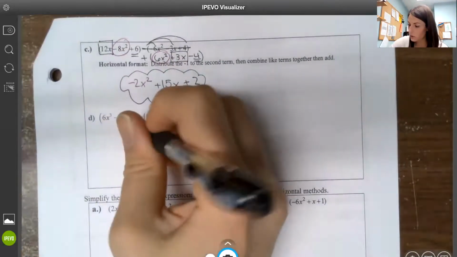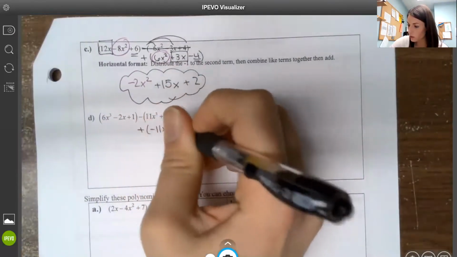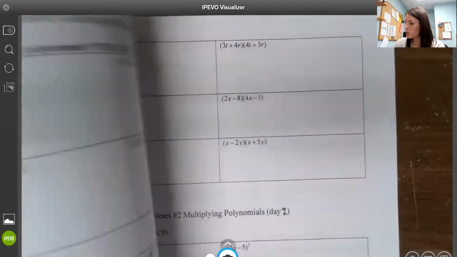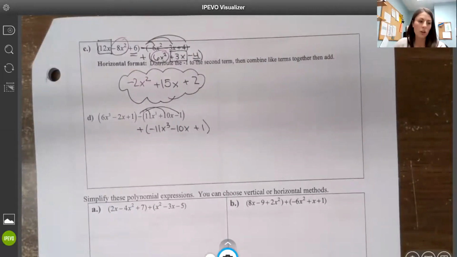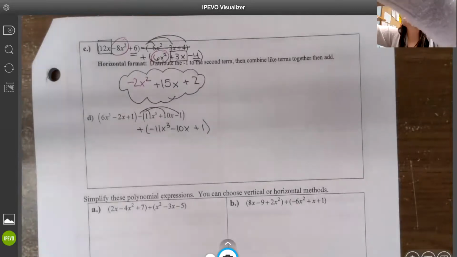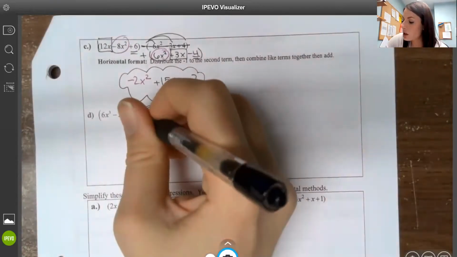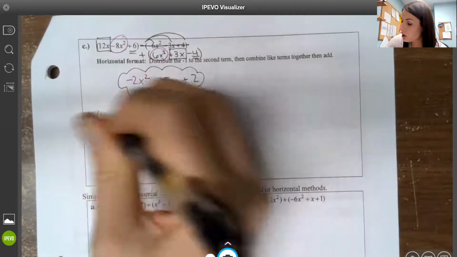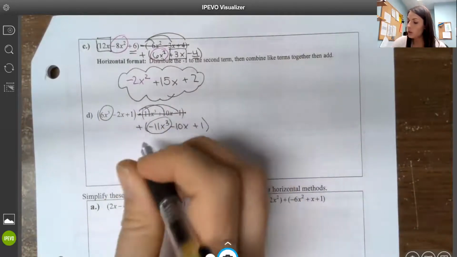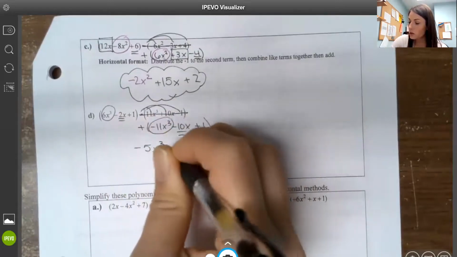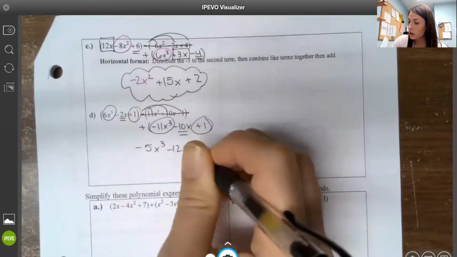On the next one, same idea. First, I'm going to rewrite this, distribute that negative through, change all of our signs. And if you have more than one, in your homework, I'll show you one of the homework problems in a minute. So again, you need to cross that off. Largest exponent being a cube, so I have 6, take away 11, so negative 5 x cubed. Then for my x's, I have negative 12x, and 1 gives me 2.